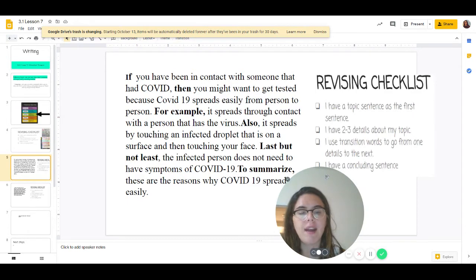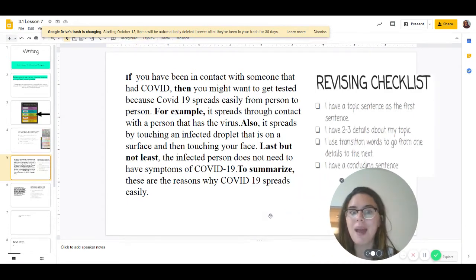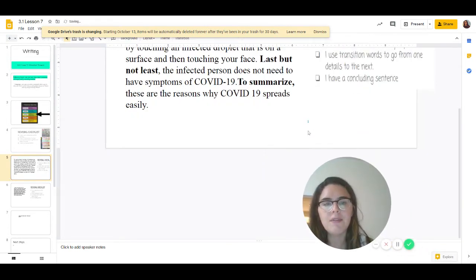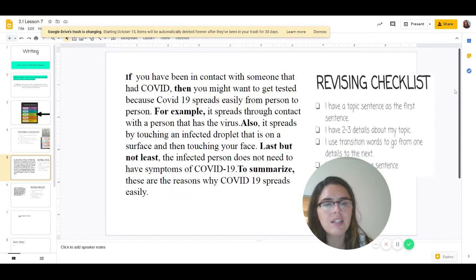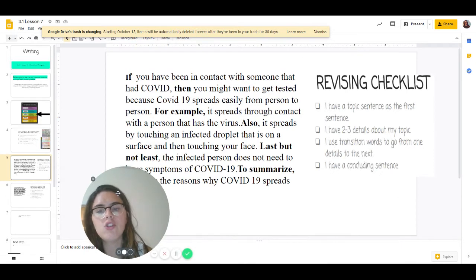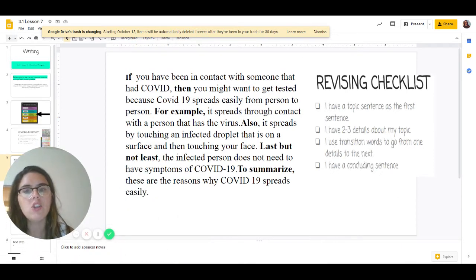So this was my paragraph. It was a very fancy paragraph. Let me fix this here. And we are going to use the revising checklist to show that I have all these things. So I have a topic sentence as the first sentence. Let's read it. If you have been in contact with someone that has COVID, then you might want to get tested because COVID-19 spreads easily from person to person. Yeah, that's my topic sentence.